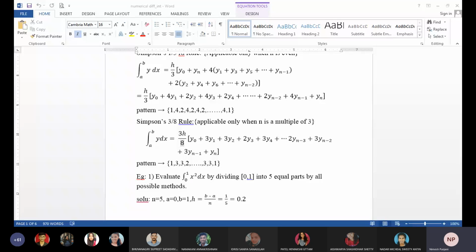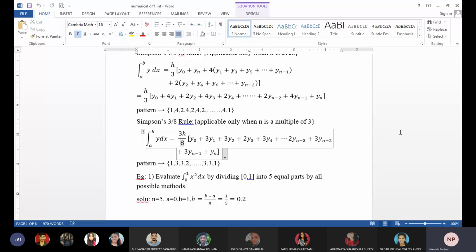This is one of the important things. Don't forget this. This is the relation which will help you to solve the examples, and it will also help you to answer some of the questions in your multiple choice. If the interval a to b is divided into n parts, then in all you will be getting n plus 1 number of points.